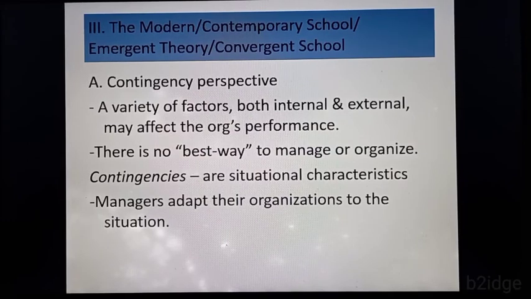Now third, we have the modern or contemporary school, emergence theory or convergence school. First is the contingency perspective. A variety of factors, both internal and external, may affect the organization's performance. It assumes that there is no best way to manage or organize because of the contingencies. These contingencies are situational characteristics. It depends on whatever happens. And managers adapt their organizations according to the situations that they're involved in.